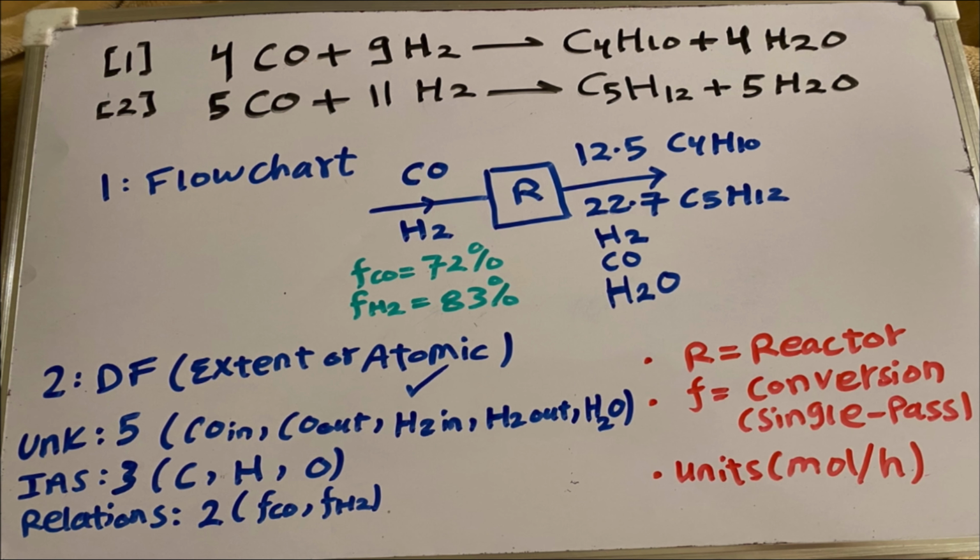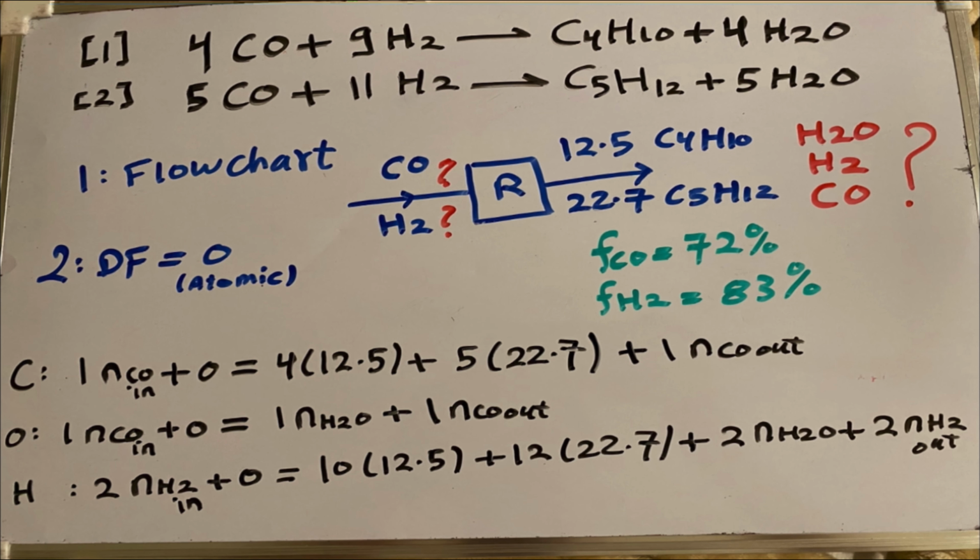The flowchart, degrees of freedom: because it's not a reversible reaction, we can use atomic species. It's better to use atoms because they have the rule of moles in equals moles out, making our life much easier. Doing so, we will have 3 independent atomic species, which means 3 independent equations. The problem is, we can't solve. We need 2 additional equations, which will be the 2 conversions of the hydrogen and of the carbon monoxide.